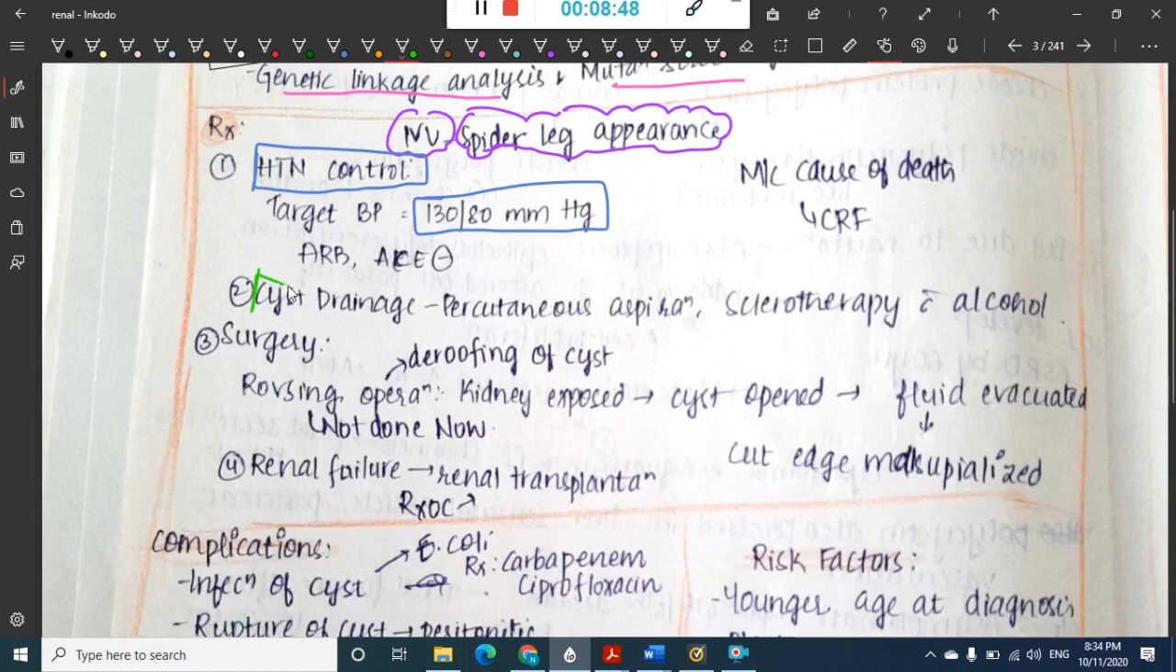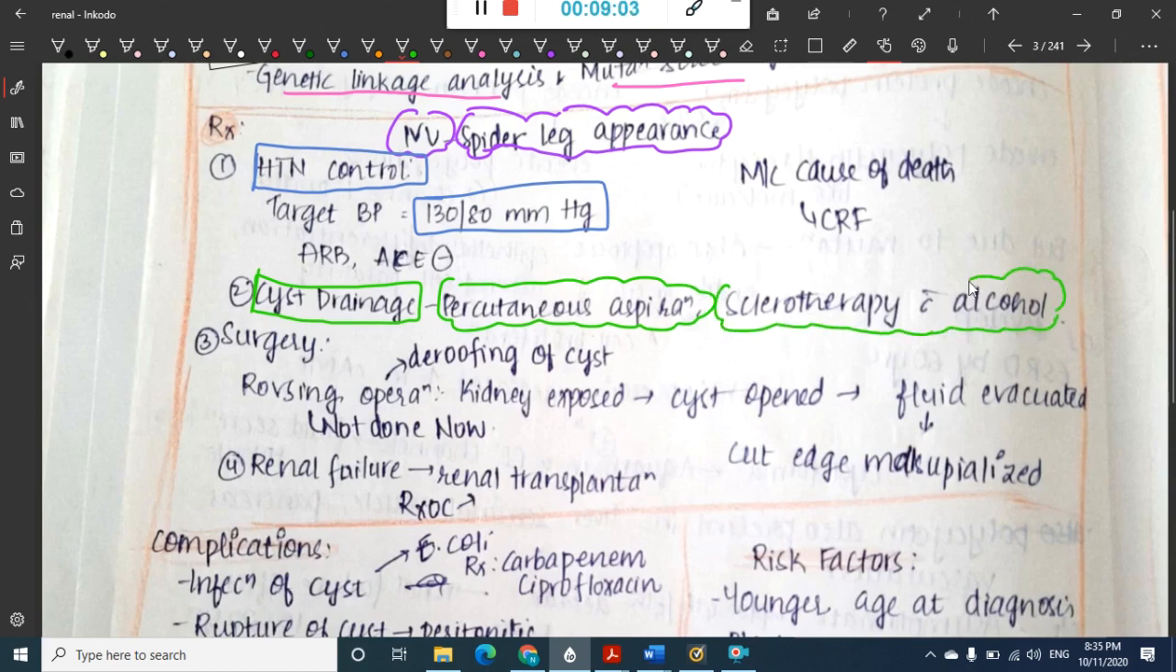Then you can do cyst drainage. In the cyst drainage, we can do percutaneous aspiration, or you can do sclerotherapy with alcohol. Then in the treatment you may have to do surgery. In the surgery we have an operation called Rovsing's operation. In this Rovsing's operation we will have to deroof the cyst.